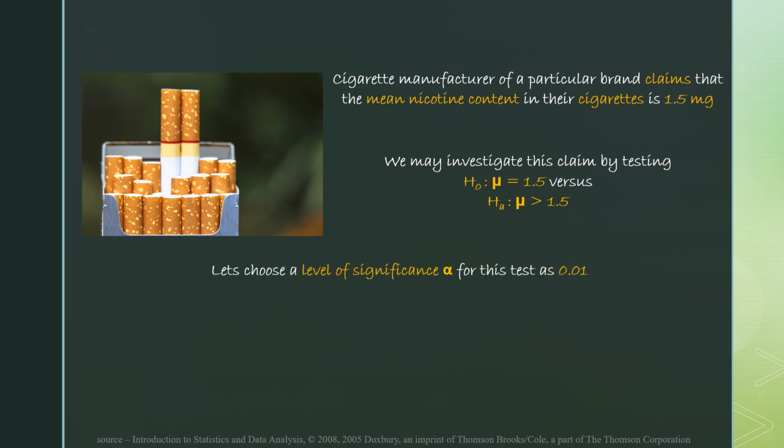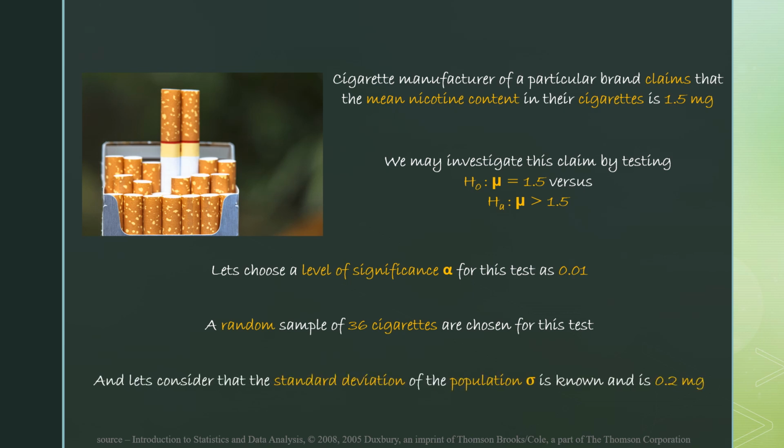Let's choose a level of significance alpha for this test as 0.01. A random sample of 36 cigarettes is chosen for this test. And let's consider that the standard deviation of the population, sigma, is known and is 0.2 milligrams. The aim of this test is to determine beta and the power of the test for a selected value of true population mean.